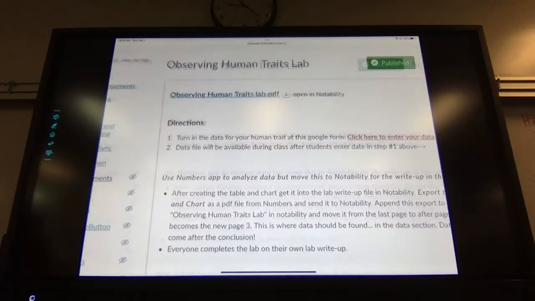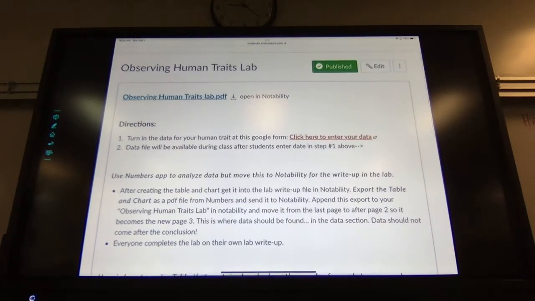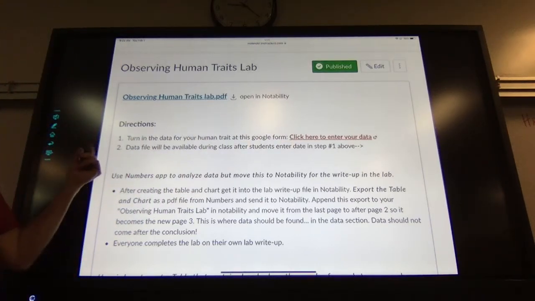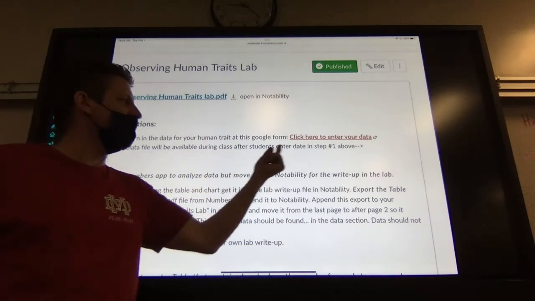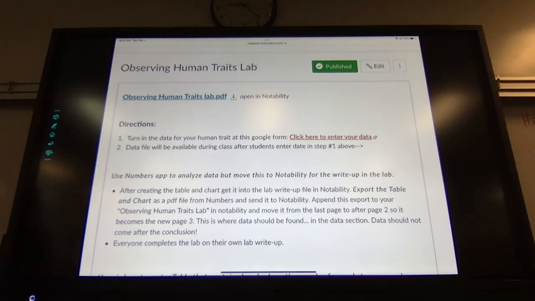So what you have to do is open up this Observing Human Traits lab in Notability. The directions are that we're going to all enter our data into this Google form. So we'll be clicking into that. Then a few minutes after that, I will make available to you right there all the data. So I'll collect all of that and put it into a numbers file for us.